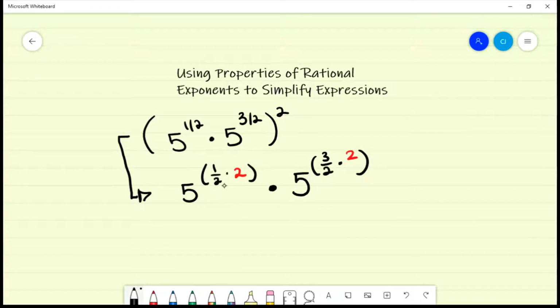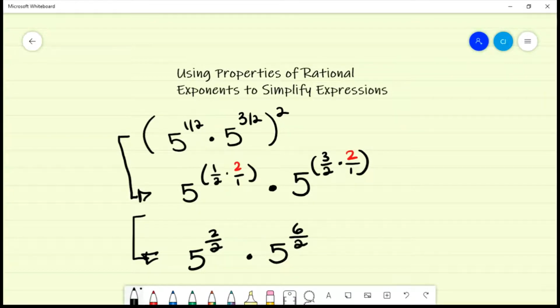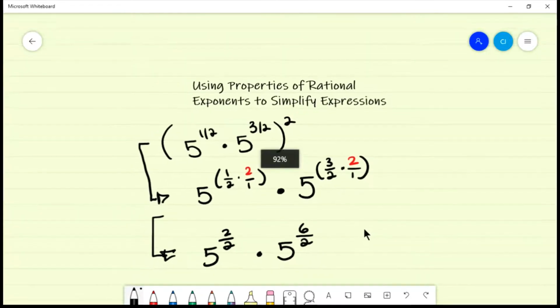Now, this might look a little bit funky. So what I encourage you to do is you can actually convert that whole number into a fraction simply by putting a 1 on the bottom in the denominator's place, and then you can multiply these two fractions in the exponent. So what I'm going to get for my first term is going to be 5 to the 2/2 power, and then I'm going to get 5 to the 6/2 power.